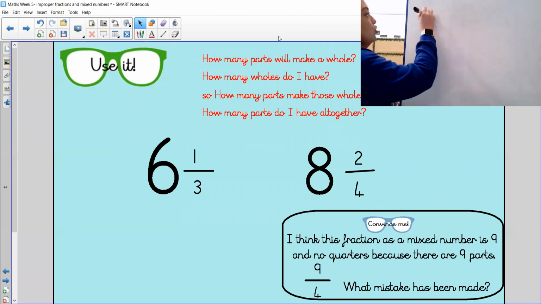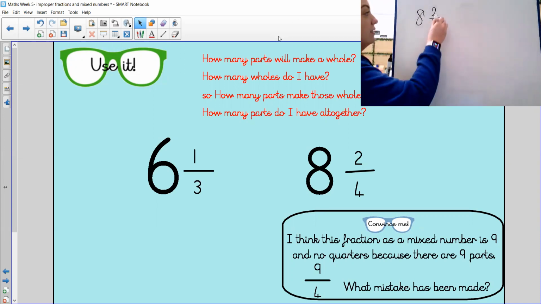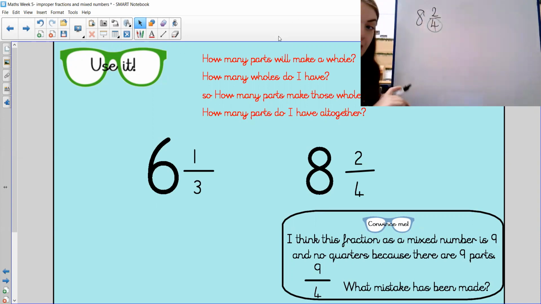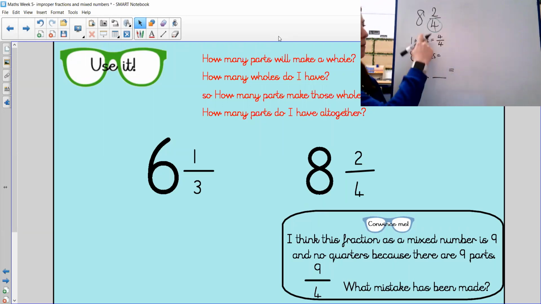So 8 and 2/4 then. Again, I'm going to see how many parts make up my whole. 4 parts make up my whole, so 1 whole will be equal to 4 quarters. I've not got 1 whole, I've got 8 wholes, so what multiplication am I going to have to do? I've got 8 lots of how many parts, how many quarters. So I'm going to have to do 8 lots of 4, because each whole is going to have 4.